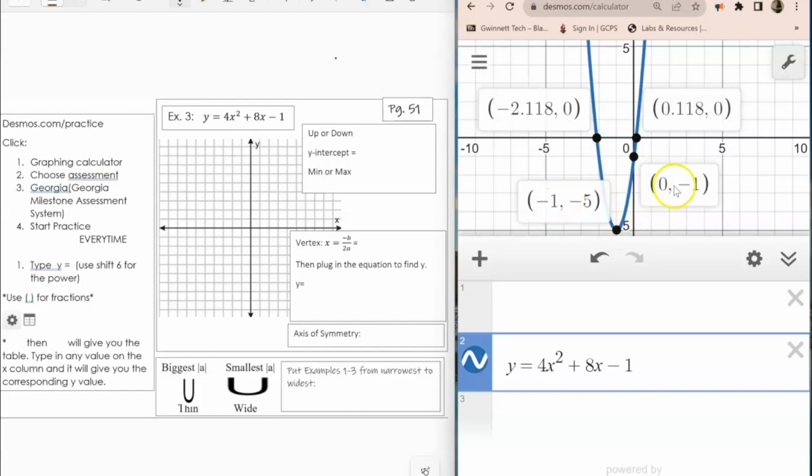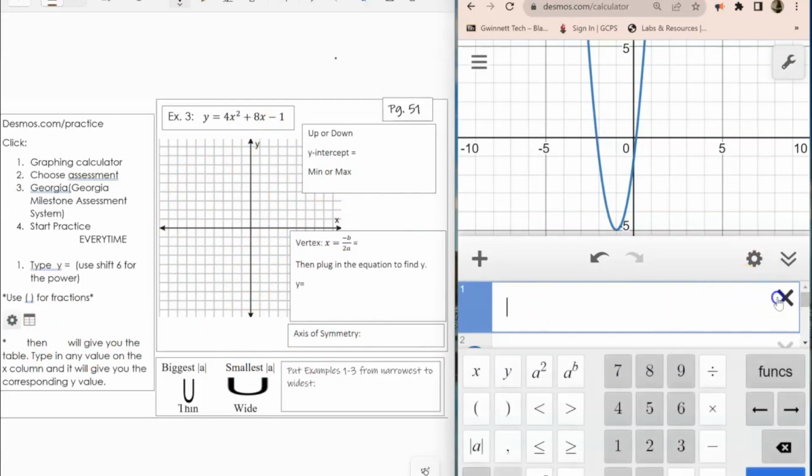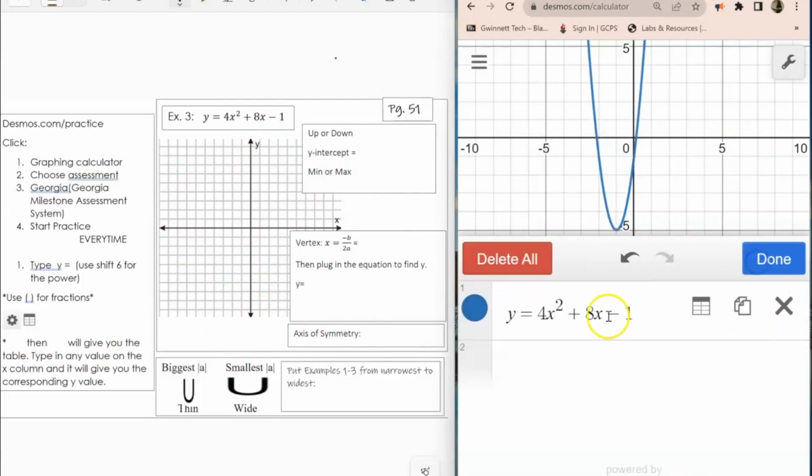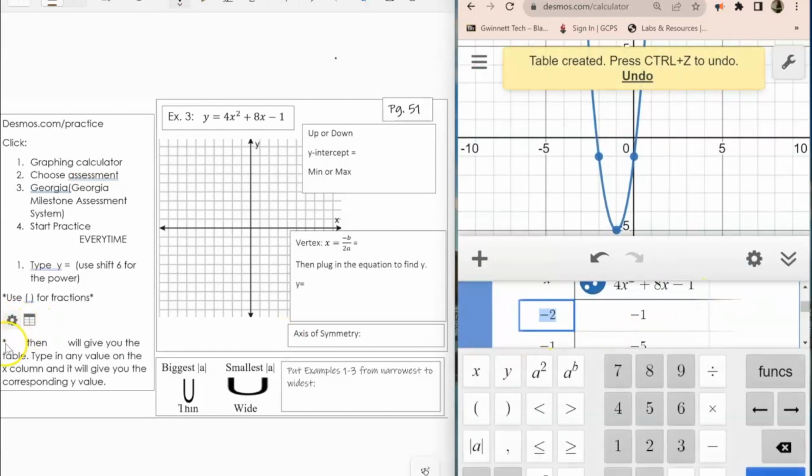Here it looks like we only have 2 good points, but because this is now not a sketch, it's an exact thing, we do need to hit settings. Then hit this, create table. It'll give you a table. Type in any value in the X column and it'll give you the corresponding Y value.